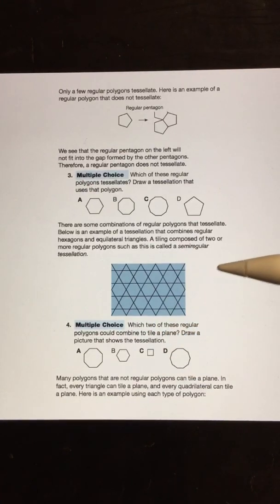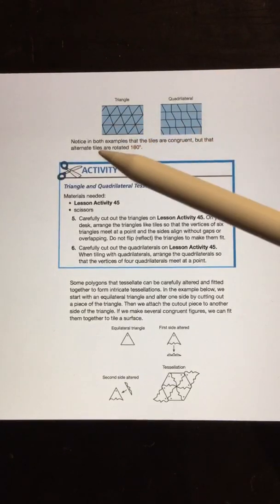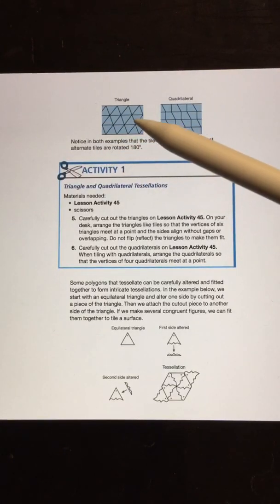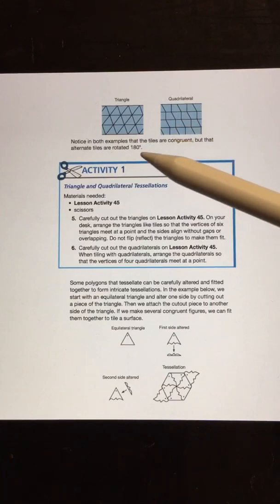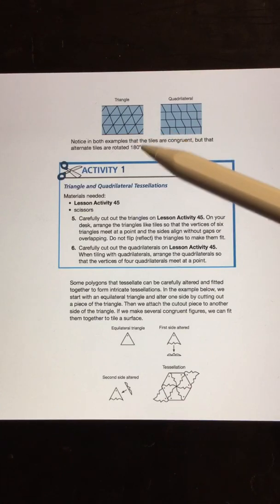Many polygons that are not regular polygons can still tile a plane, but we'd have to add other shapes with them. So here we go. Notice that in both of these examples, we have triangles, that the tiles are congruent, but that the alternate tiles rotate 180 degrees.